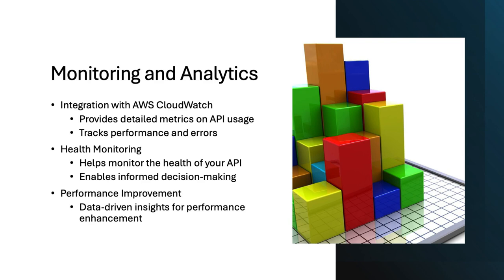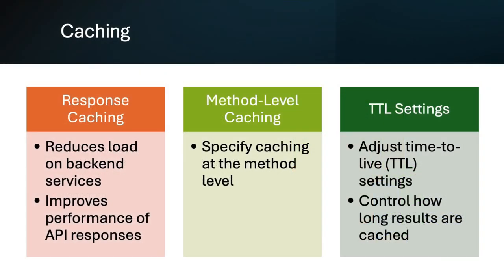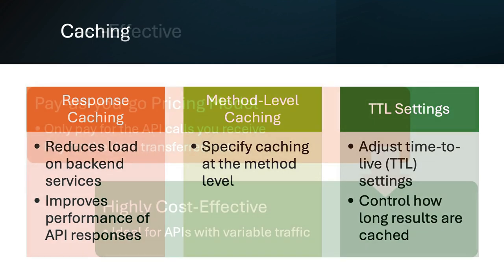API Gateway integrates with AWS CloudWatch to provide detailed metrics on API usage, performance, and errors. This helps monitor API health and make informed decisions to improve performance. API Gateway offers response caching to lessen backend load and enhance API response performance. Caching can be specified at the method level, and TTL settings can be adjusted to control cache duration.